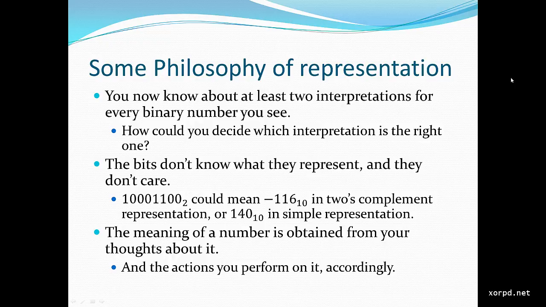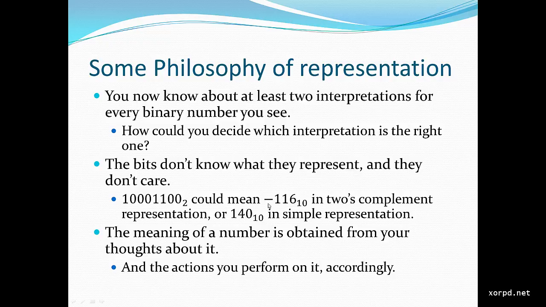Some philosophy of representation. You now know about at least 2 interpretations for every binary number you see. How could you decide which interpretation is the right one? You might have expected some kind of a very rigorous method to know which one is right in every case, and it might be confusing. There is a bit more philosophical answer. The bits don't know what they represent, and they don't even care.